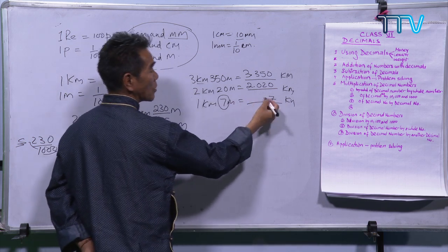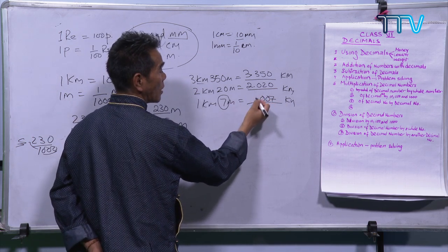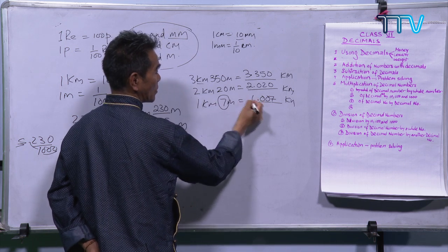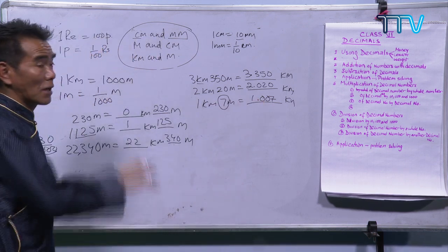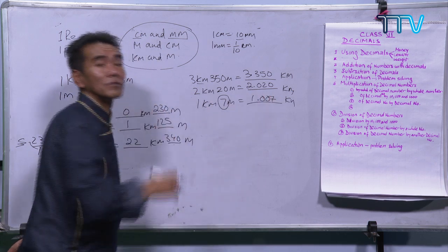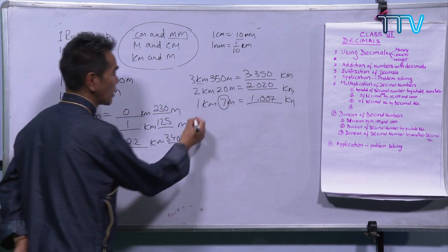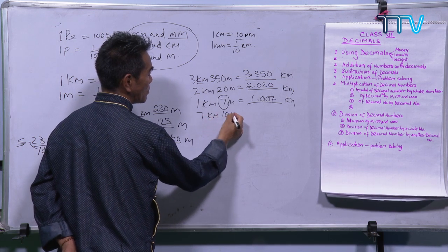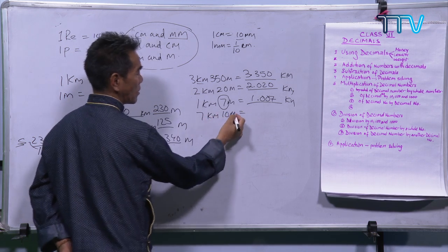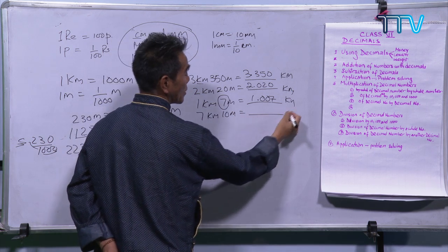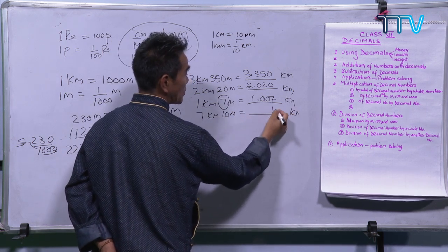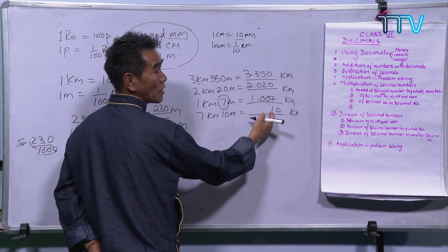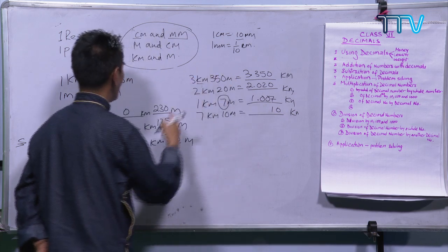7 kilometer to 10 meters. Okay, per kilometer, 10 meters becomes 0.01 kilometer, that is 0 decimal point 0 to the 1 kilometer.